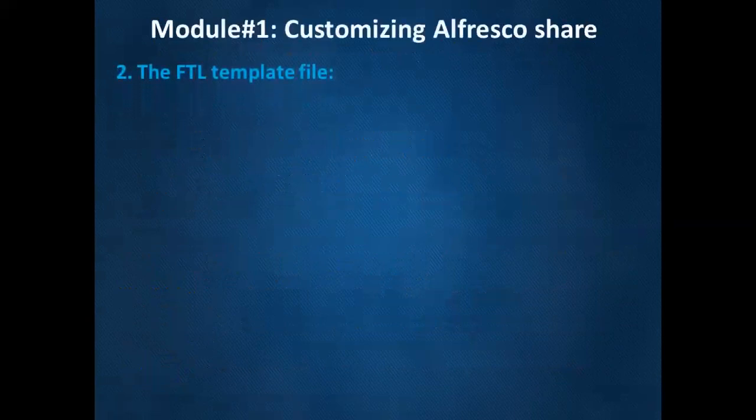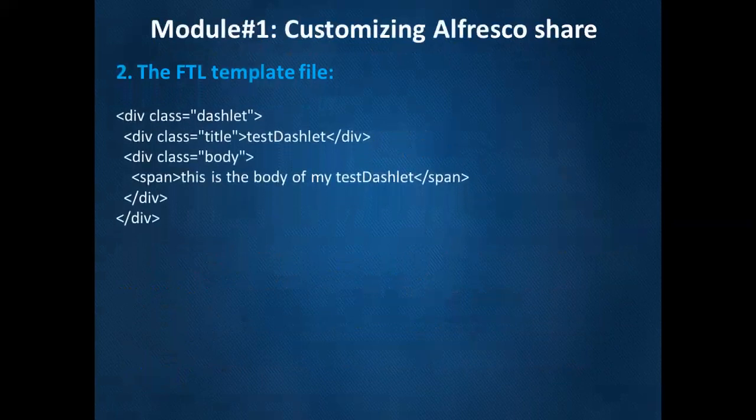The second file that we need for creating our dashlet is the FTL template file. As we know, the FTL template file is for displaying our data. It is a file to display whatever we need to display in the message of our dashlet, so we will write it here in the FTL template file.